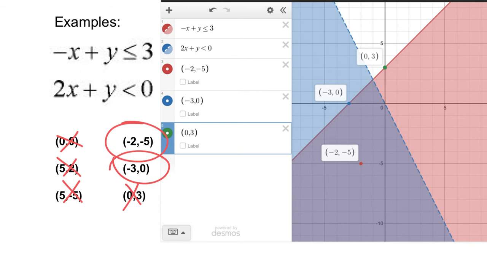So that's how we're going to go about answering those. We're going to graph them in Desmos, and we're going to look for points that fall in that double shaded area or points that fall on the solid line. Not on a dashed line and not outside. Let's do another one.